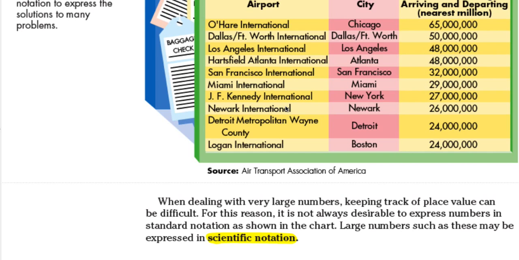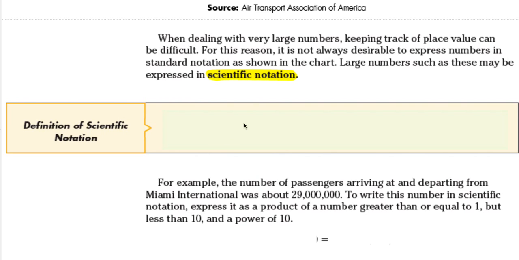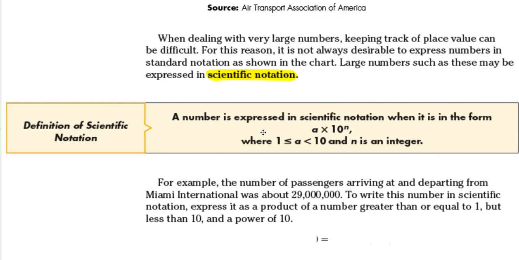So for this reason, it is not always desirable to express numbers in standard notation, as shown in the chart. Large numbers such as these may be expressed in what we call scientific notation. And this is where we define scientific notation. A number is expressed in scientific notation when it is in the form of a times 10 to the n, where a is greater than or equal to 1 and less than 10, and n is an integer. That means a should be at least 1, but less than 10, and it has to be multiplied by a power of 10.